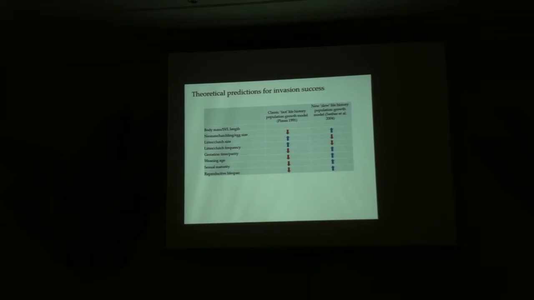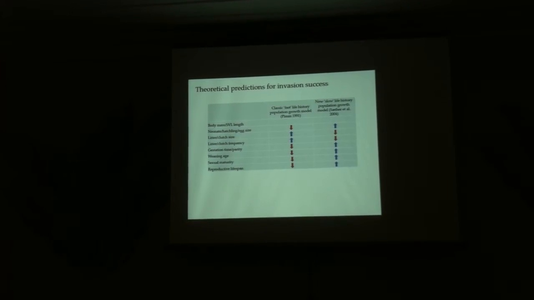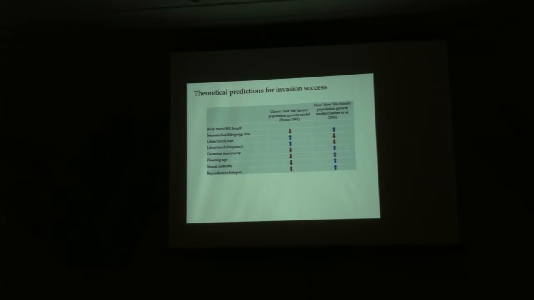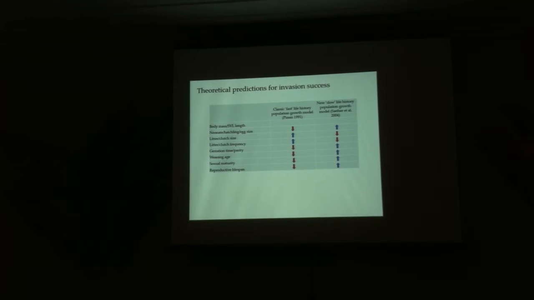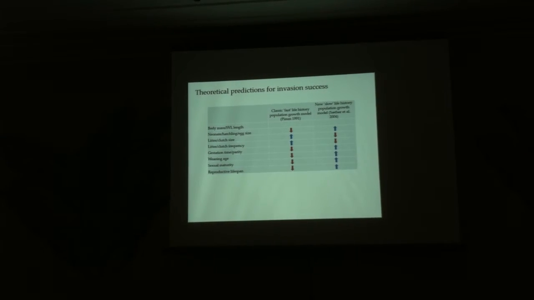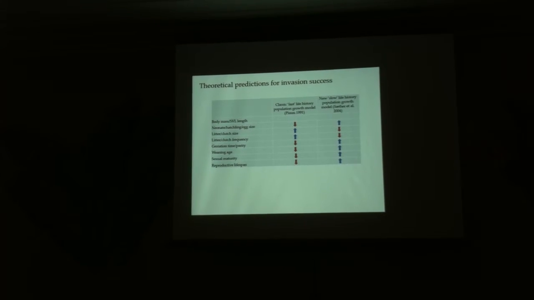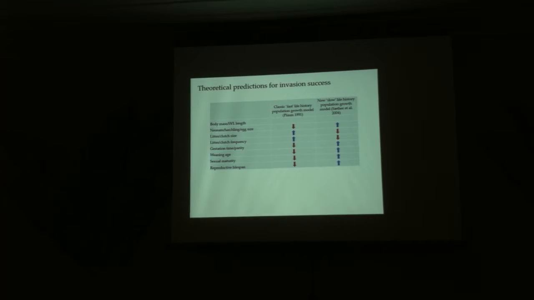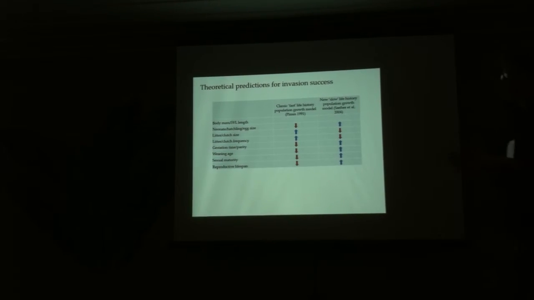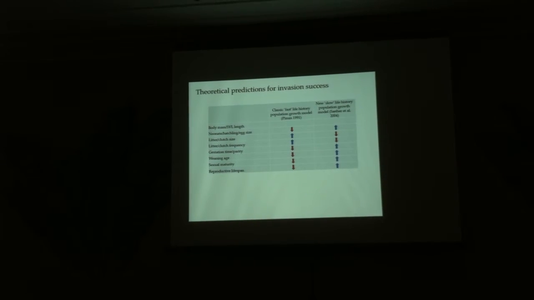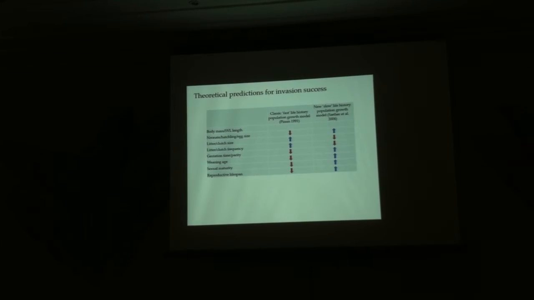Before going on to discuss the results at establishment and spread, I just want to recap the theoretical predictions that the fast advantage model, the classic life history theory model, and the slow advantage model predict. They're opposite to one another. The classic model suggests that success at establishment and spread should be associated with fast life history traits such as smaller hatchlings, larger clutches, more frequent clutches, as well as early maturity and shorter reproductive lifespan.